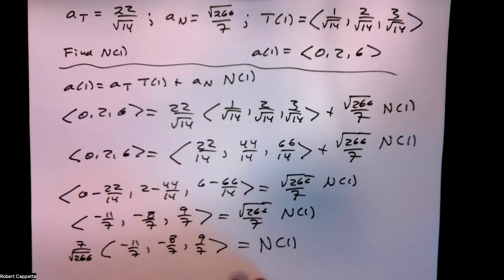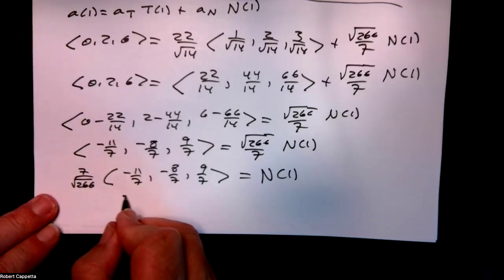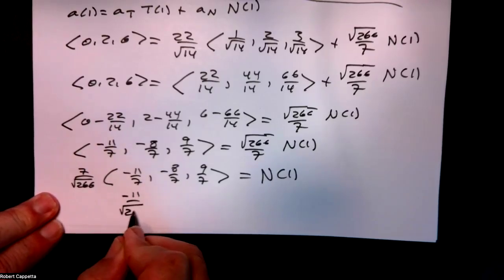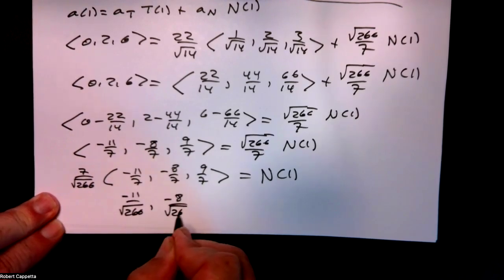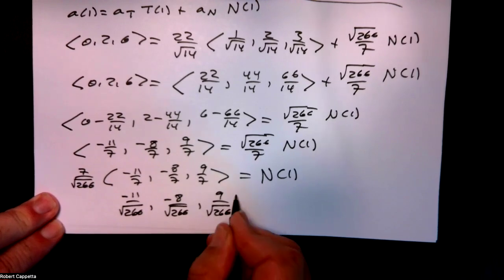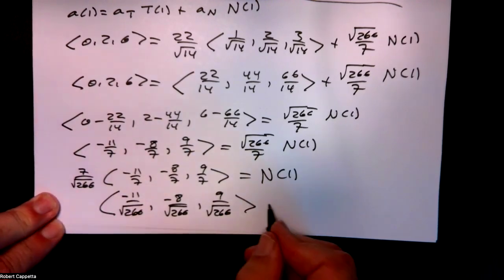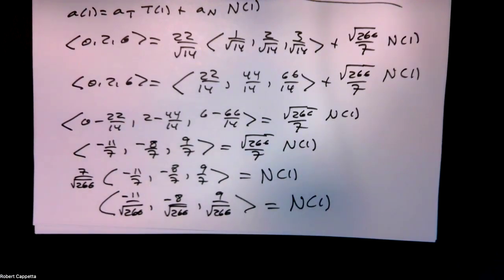So then how does this thing finish? Where are we at? Negative 11 over root 266, negative 8 over root 266, 9 over root 266 equals N of 1. Much faster than the first time we did this problem.